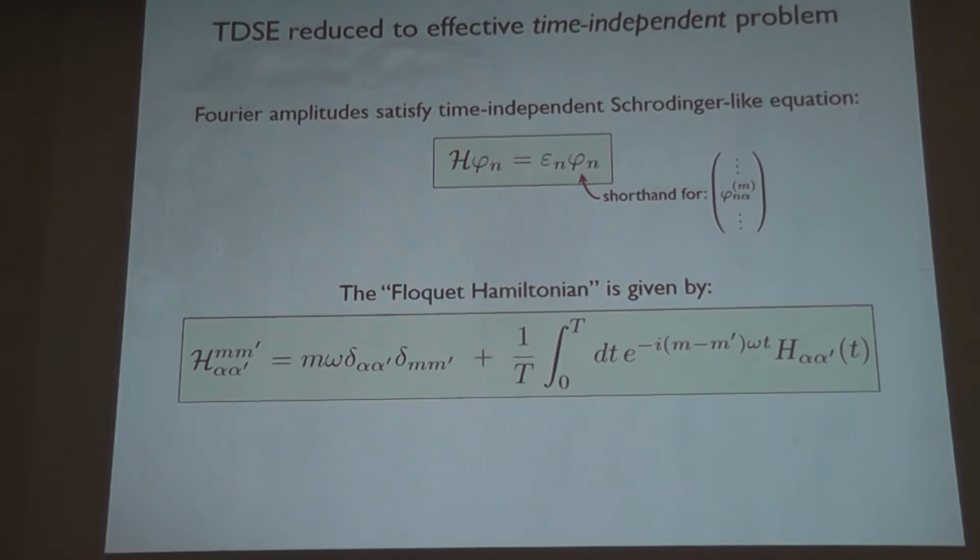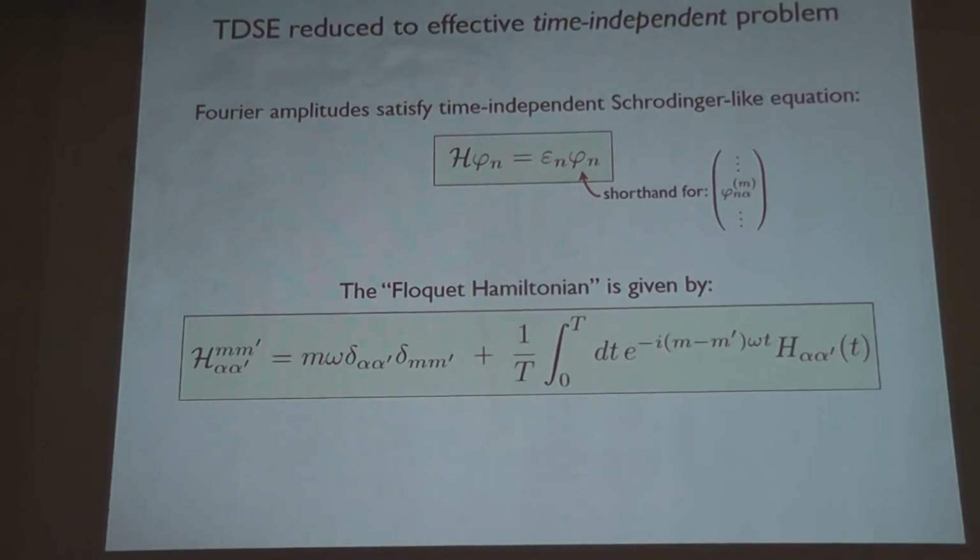So it almost sounds too good to be true. Right? We had a time-dependent problem, we don't know how to solve quantum evolution with a time-dependent Hamiltonian, and now I said, well, let's just plug in this particular form of solution, and suddenly we're back to solving a time-independent Schrodinger equation, which presumably we do know how to do.